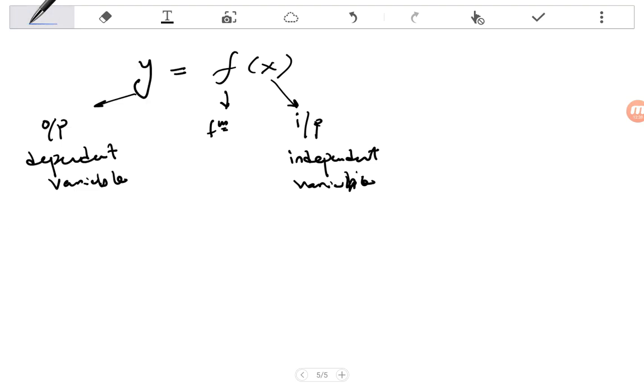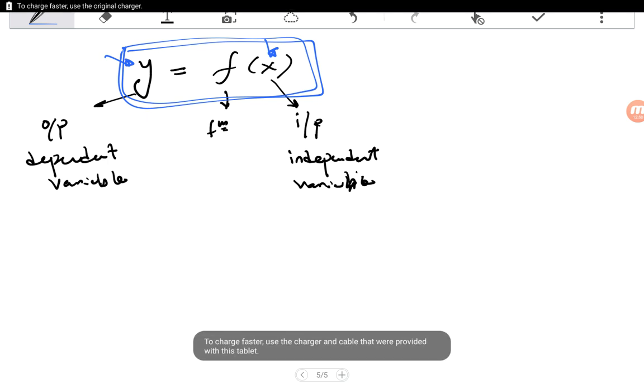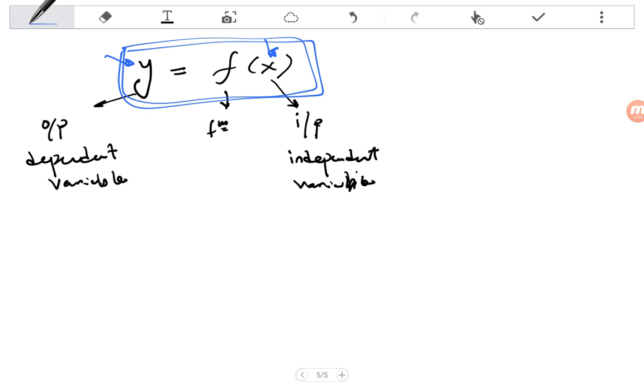Because this determines a relation between x and y. Whenever x changes, y will also change. So that is a relation between x and y. x is called an independent variable. What is meant by independent variable? It means that it can take any allowed value.